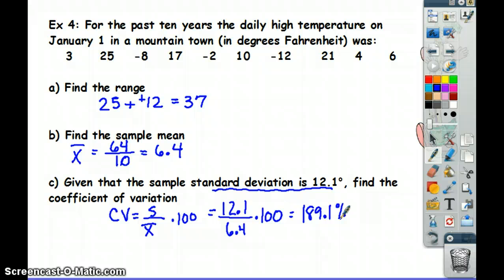Okay, we're going to stop there. And now you're going to get your assignment that is going to be dealing with these problems of range, mean, standard deviation, and then this new idea of coefficient of variation, which I'll talk with you more about one-on-one when I see you in the next class.